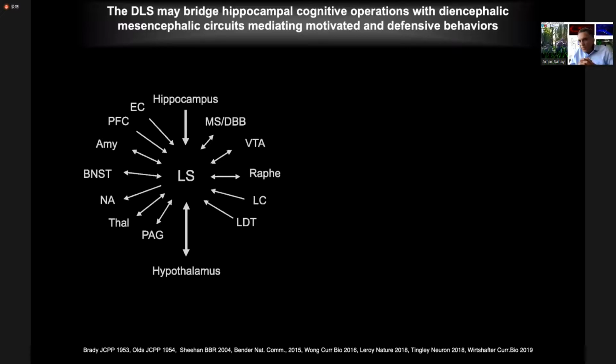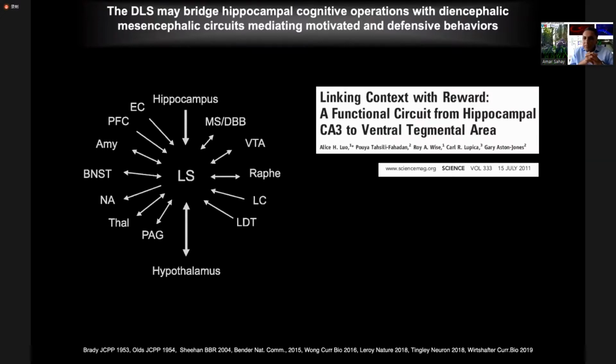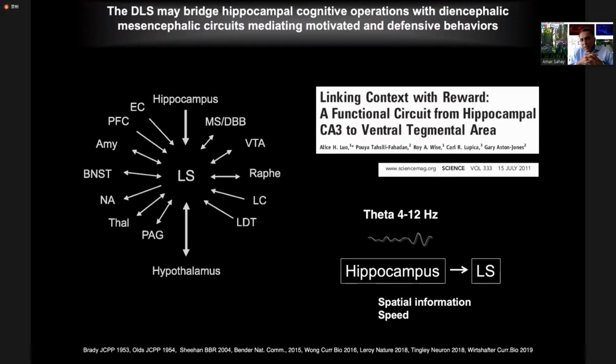In 2011, we were inspired by what we think was a landmark study that came out of Gary Aston-Jones's lab that identified a CA3, hippocampal CA3, dorsolateral septum, VTA circuit as important for contextual reinstatement of cocaine-seeking behavior. More recently, in vivo recordings in the hippocampus and in the lateral septum in awake behaving rodents has identified theta rhythmic firing of LS neurons and has suggested roles for the lateral septal neurons in both conveying spatial information as well as the regulation of speed.